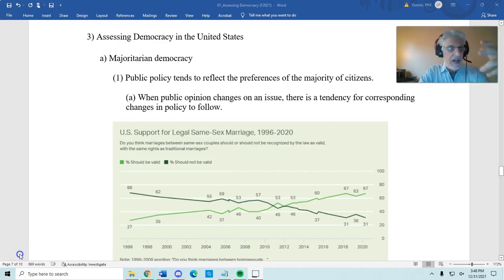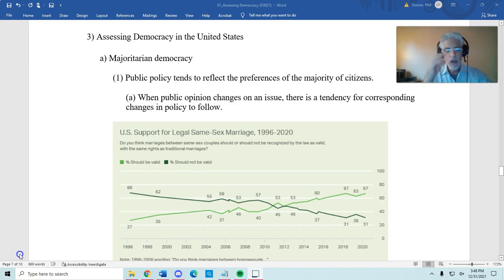In the next set of videos, I'm going to be talking about three different ways in which political scientists characterize or assess democracy in the United States. Some say that what we have in the United States is best characterized as majoritarian democracy. Some argue that what we have is democratic elitism, and others argue that what we have could best be characterized as pluralist democracy.